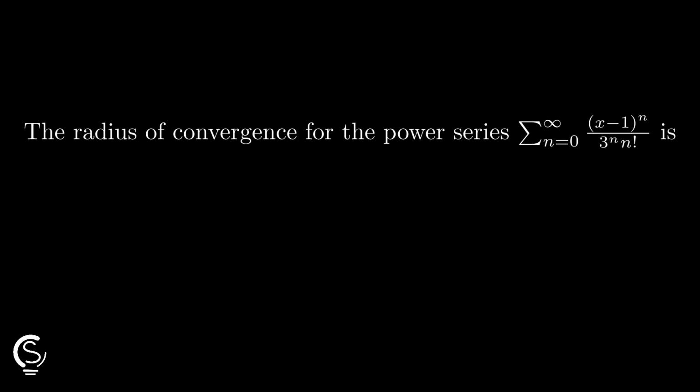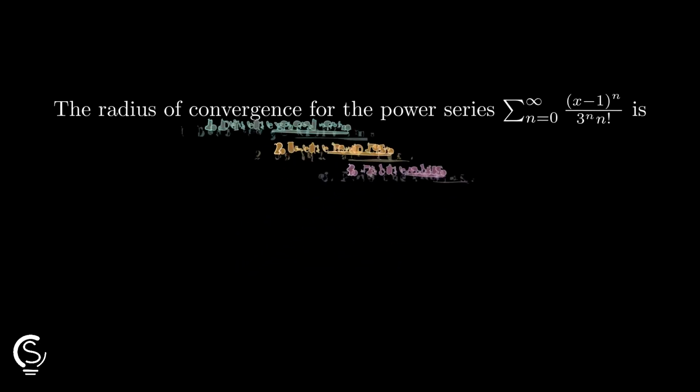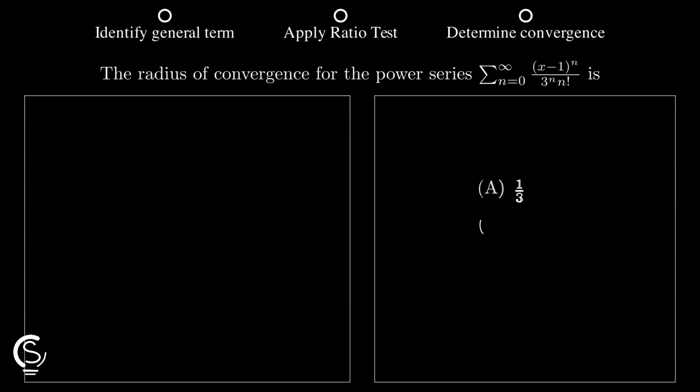I got your back. Power series convergence problems look intimidating, but we can solve this one super quickly by following 3 simple steps. Watch this to master the ratio test. First, we identify the general term of our power series. This term represents the nth component of the sum, which we will use to evaluate the limit in our ratio test.